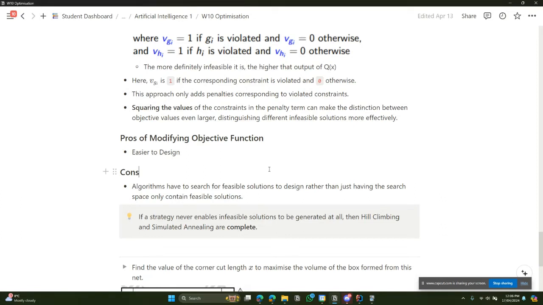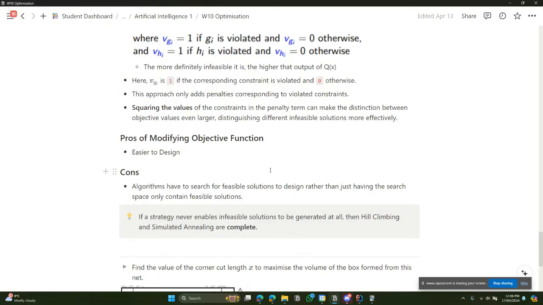So the pros, compared to modifying the algorithm operators, are that it's easier to design. The cons are the algorithms have to search for infeasible solutions to design, rather than just having to search the space only containing feasible solutions. So yes, that is a point here.